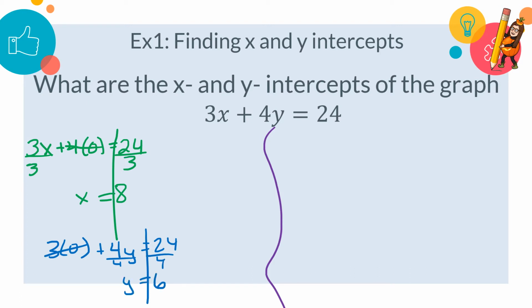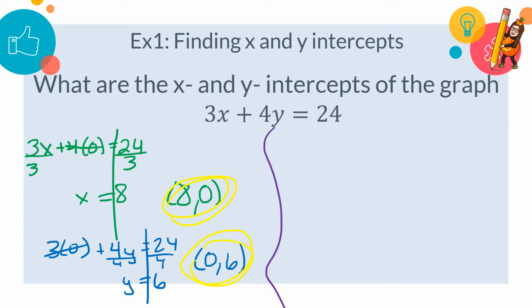Now, I'm going to be picky how you write these answers. Intercepts are where we cross the axis, which means it's a dot. If the x was 8 because the y was 0, or when the x was 0, the y was 6. So I really, really want you to write these as coordinate points.